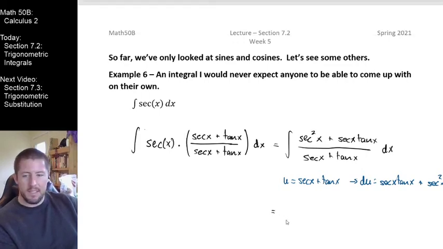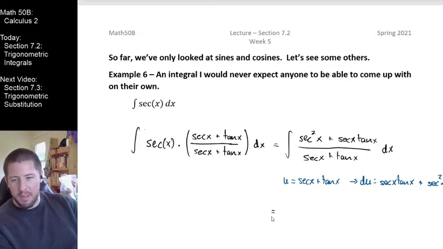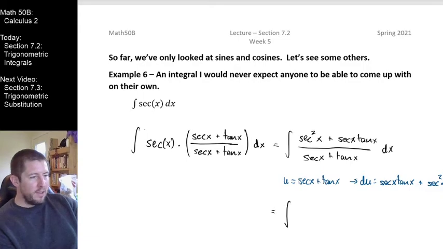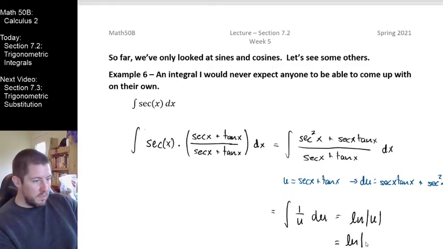And again, this is not something I'd ever expect you to do or come up with on your own. I'm just showing you sometimes these have ridiculous tricks to make them happen. But this all boils down now to this whole numerator being just the du part. The whole denominator is just u. This is just straight up 1 over u du now, which is just going to be the natural log of u, which gives us the natural log of secant x plus tangent x.